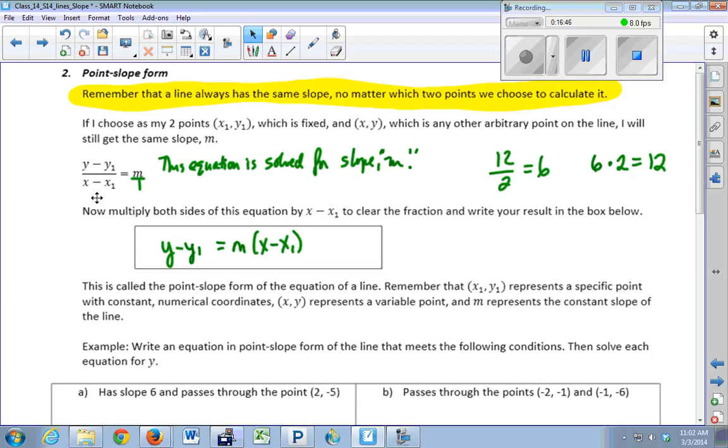Okay. Point slope form. Do you see why we call it the point slope form? Does anybody see why we call it point slope? Use a point on the line.